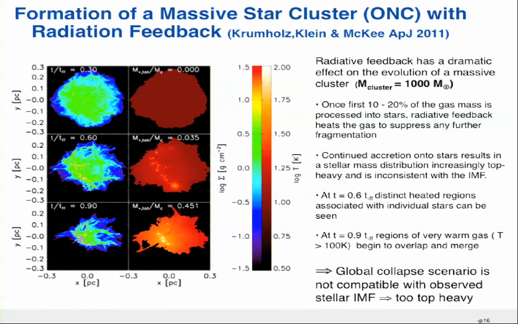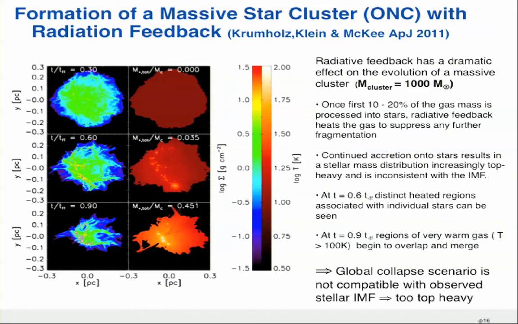If we follow the evolution of what I've just told you, the radiative feedback has a dramatic effect on the evolution of a massive cluster. Once about 20% of the mass of that cluster is processed into stars, the radiative feedback halts further fragmentation. But accretion continues. This means that stars that already exist continue to increase their mass, and this moves the initial mass function into a higher mass, so it becomes increasingly top-heavy, and it's inconsistent with the IMF.